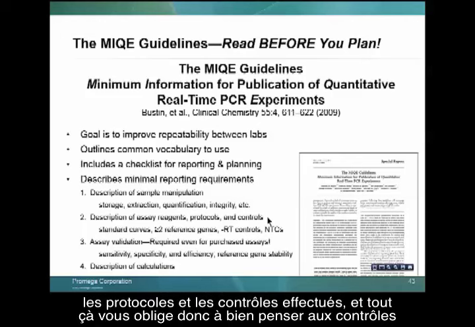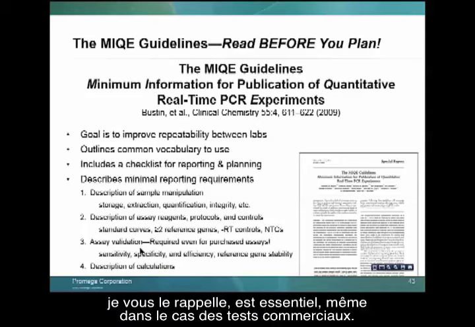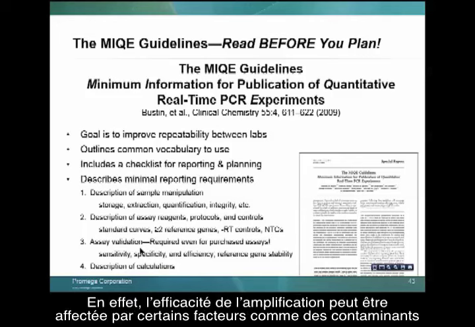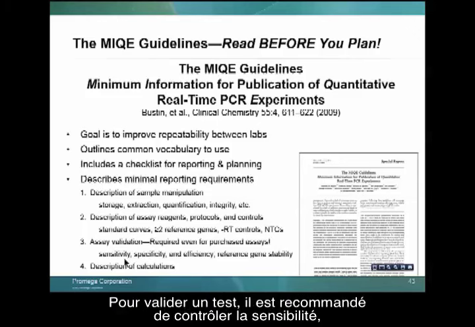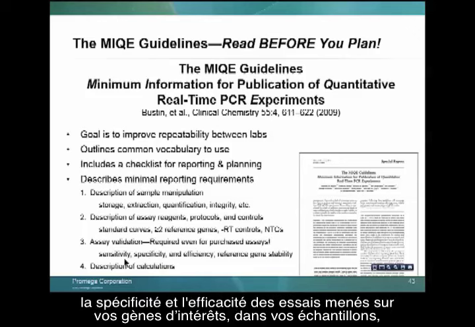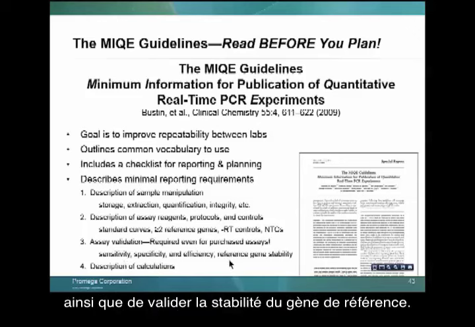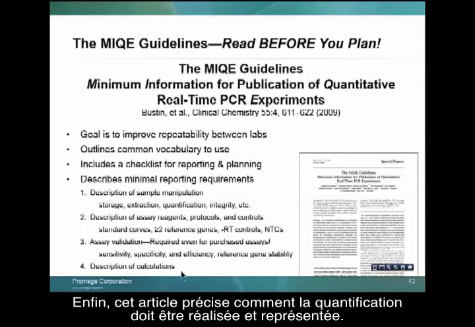So it gets you thinking about what controls are necessary, how many reference genes should I be using. And it also talks about assay validation, which I would remind you is required even for purchased assays, because things like carryover of purification chemicals may be affecting your amplification efficiencies. For assay validation, it's recommended that you look at the sensitivity, specificity, and efficiency of your assay with your targets of interest in your kind of samples, and that you also validate your reference gene stability. And finally, there is a description of the calculations and how you should report those for quantification.